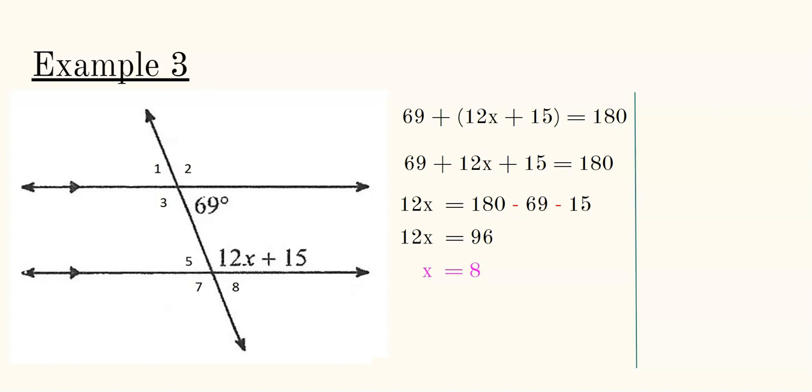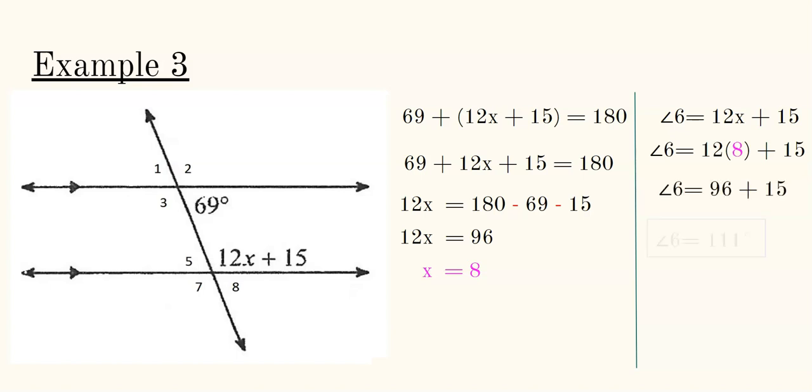So going back to now solving for this angle 6 right here. So angle 6 was that 12x plus 15. If we substitute our x with 8, we're going to get 12 times 8 plus 15, which gives us 96 plus 15. So angle 6 is equal to 111 degrees.